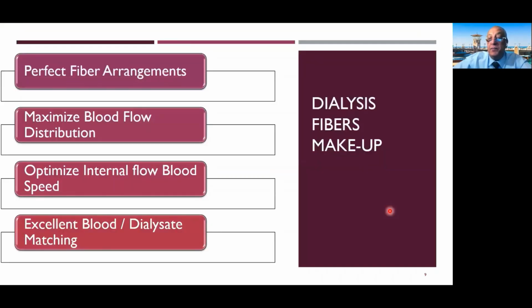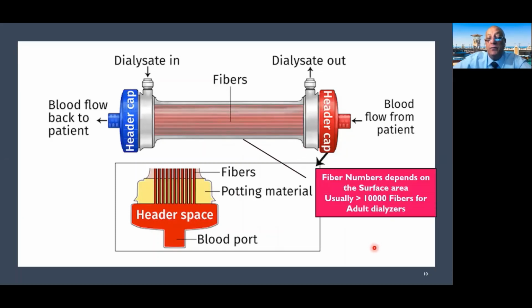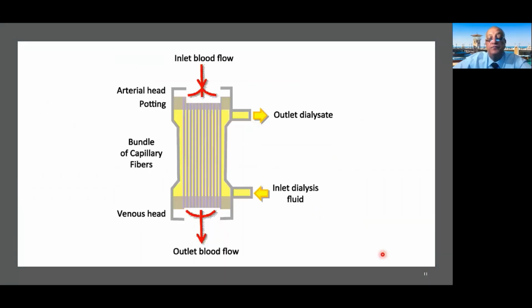The dialysis fiber makeup means perfect fiber arrangement, maximizing the blood flow distribution inside, optimizing internal flow, and excellent blood and dialysate matching, so no dead areas. Increasing the blood flow inside the headers and improving the flow inside the fibers is important as well. The fiber number, more than 10,000 per dialyzer for an adult filter, should have a smooth flow all through the dialyzer length with perfect inlet and outlet flow parameters.